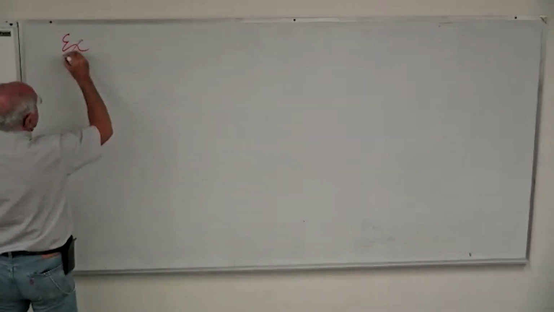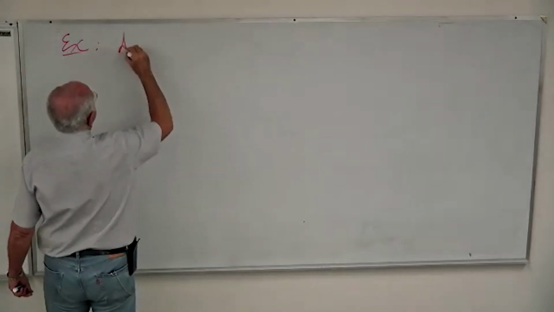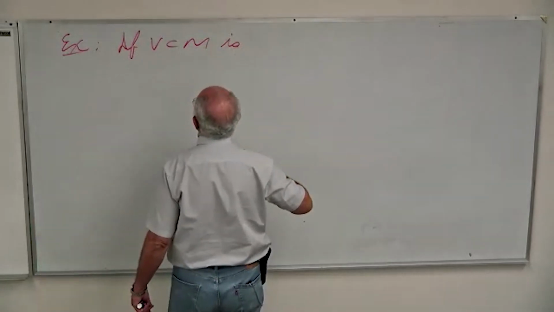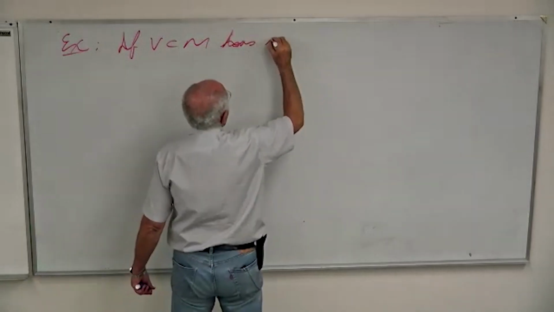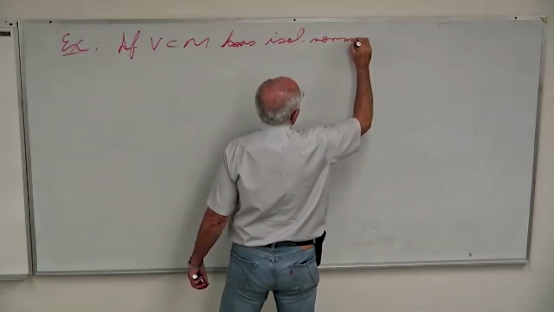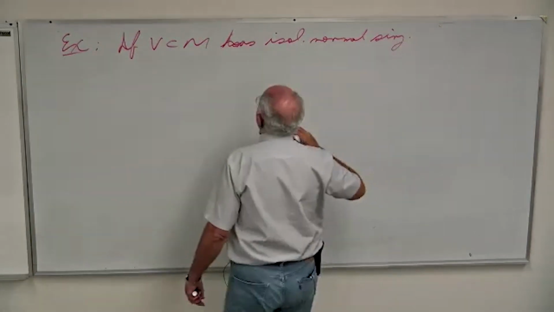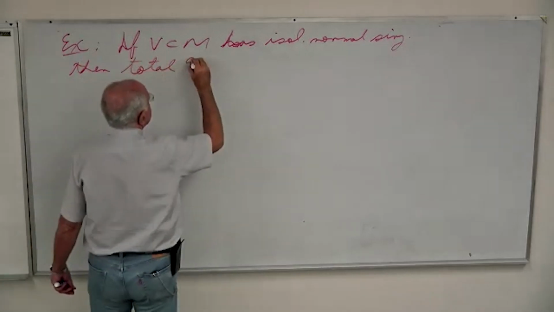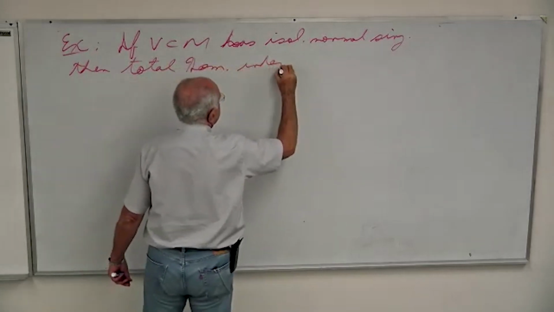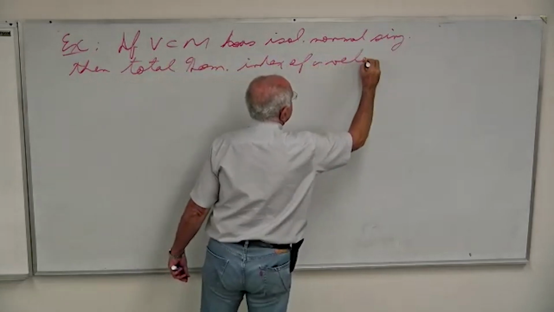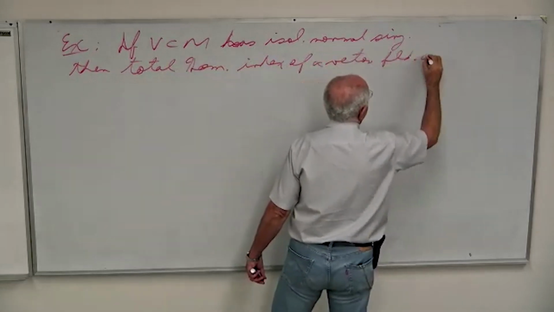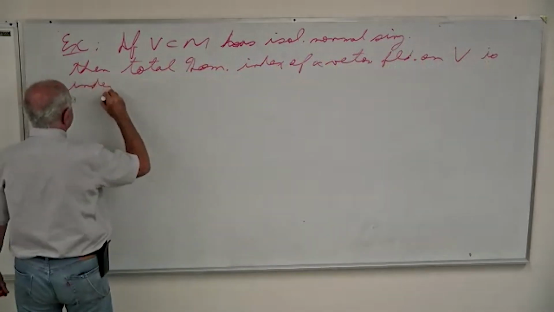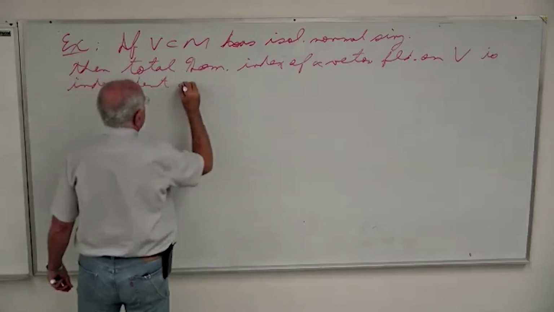An exercise, a theorem, but the very easy theorem: if V has isolated normal singularities, then the total homological index of a holomorphic vector field on V is independent of the vector field.